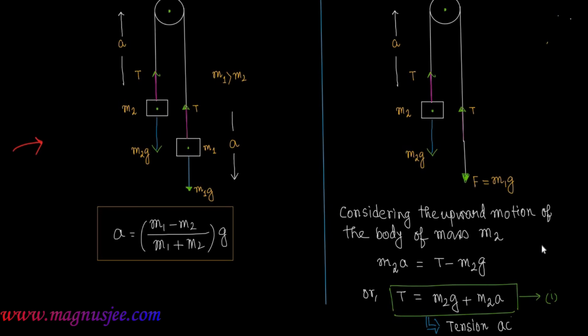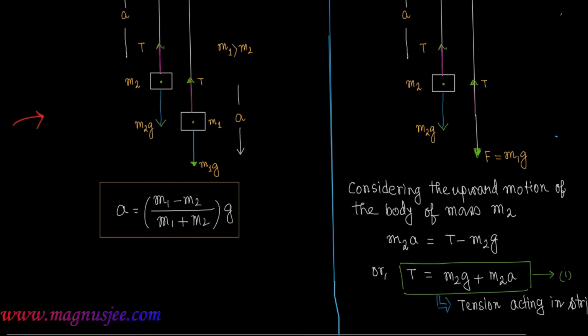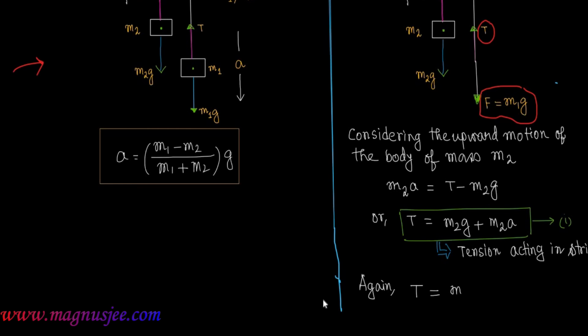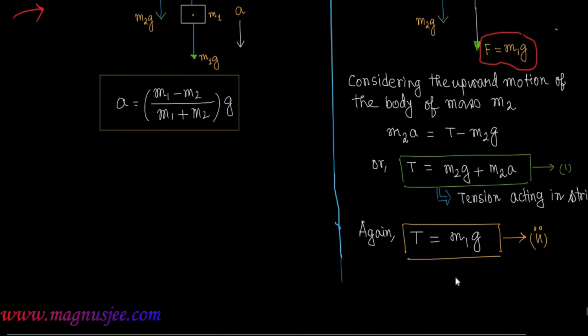This is the tension acting in the string to which a body of mass m2 is attached, and the other end of the string is pulled downwards. Again, if we consider the open end at which a force F is applied, tension T is the tension acting at that end, and the force applied to pull the string is F equal to m1g. Therefore, T is equal to m1g, which is equation 2, and T is equal to m2g plus m2a, which was equation 1. Both are the tension acting in the string.